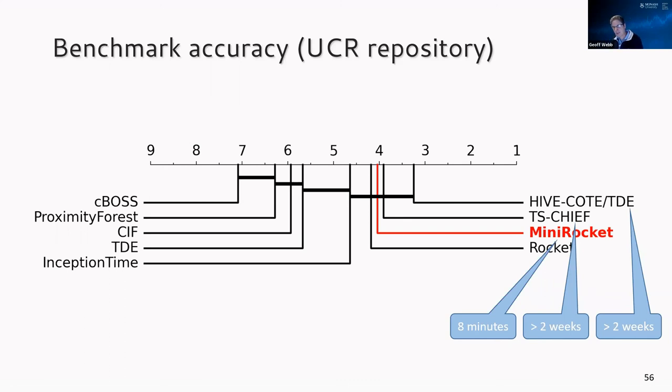Plus there's been a lot of work on tuning Hivecoat, and I think there are many things that they've done that TS Chief could benefit from. So we have certainly not abandoned the tree-based approaches. At this stage, deep learning doesn't seem to have a strong place, because the extra million or so, or many millions of extra parameters just don't seem to be needed.